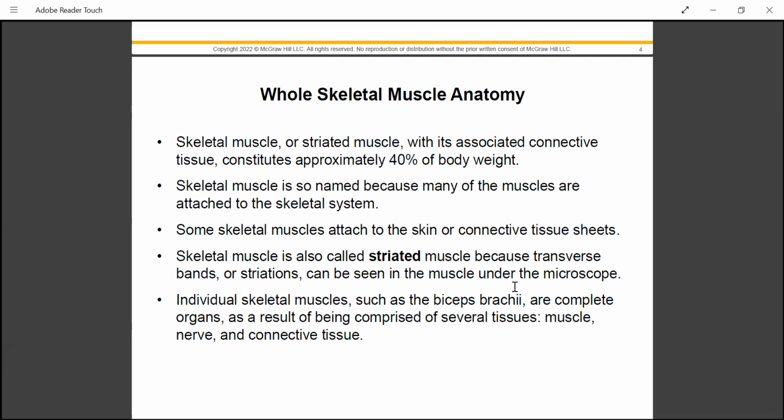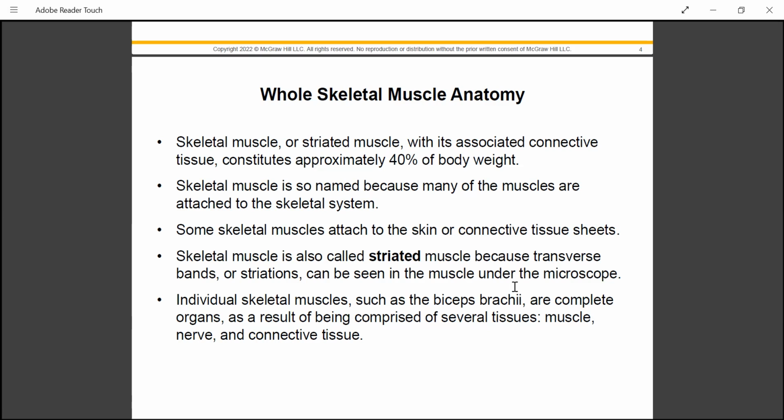So our skeletal muscle takes up quite a bit of weight when you add the connective tissue that's associated with it. About 40% of our total body weight is made up of skeletal muscle and its connective tissue. So of course our skeletal muscle is called skeletal muscle because it is what is attached to our bones and helps us move our skeletal system. So we already talked about skeletal muscle being striated. So it has that striped appearance under the microscope.